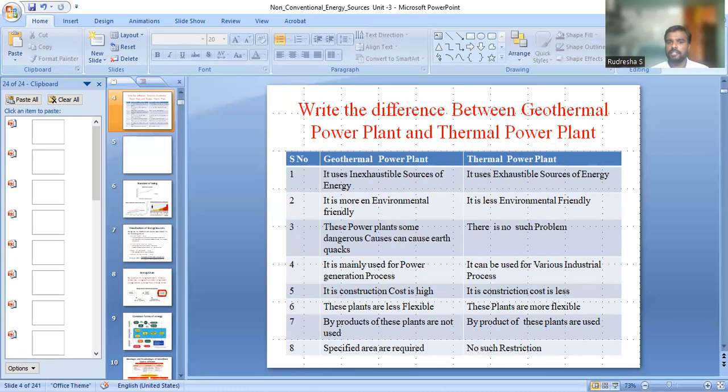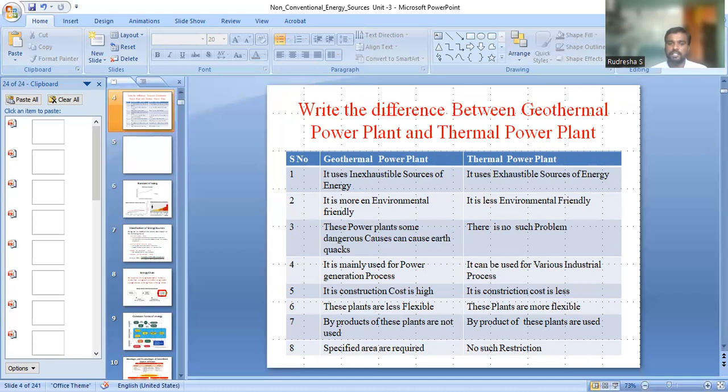in thermal power plants. Geothermal power plants are mainly used for the power generation process, using the heat source to generate electricity, that is the main purpose. But a thermal power plant, besides generating electricity, can be used for various industrial processes. You have many industries there that need a power supply, that is called the various industrial processes.